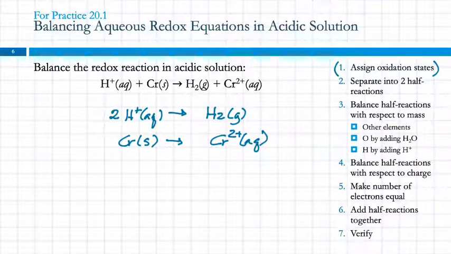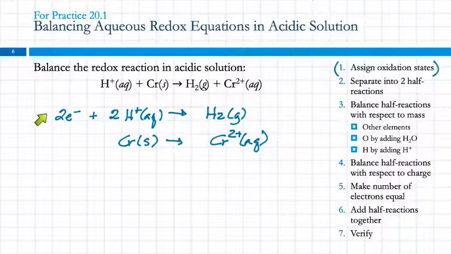Then I'm going to balance with respect to charge. So my first reaction here, on the left side I have a total of +2 charges. And on the right side I have a total of 0. It needs to be the same on both sides, and the only thing I can do to fix it is to add electrons. Electrons have negative charges, right? So if I add 2 electrons to the reactant side, 2 negative charges and 2 positive charges add up to 0, and then the product side is 0 also.